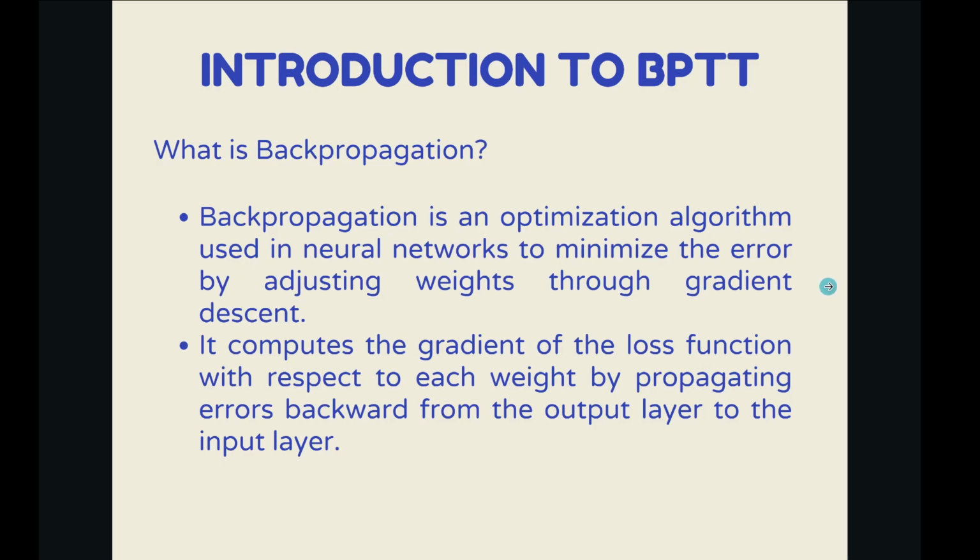Let's start with the introduction to BPTT. What is backpropagation? Backpropagation is a fundamental algorithm used to train neural networks by adjusting weights to minimize error. It works by propagating the error from the output layer back to the input layer using the chain rule of differentiation. This allows the network to learn by updating its weights in the direction that reduces the overall loss.